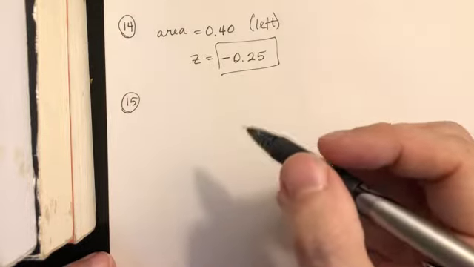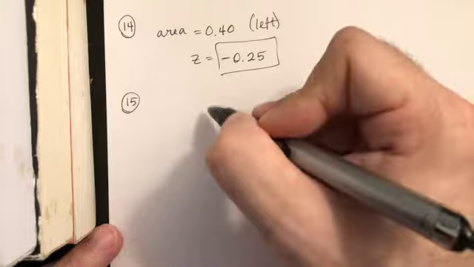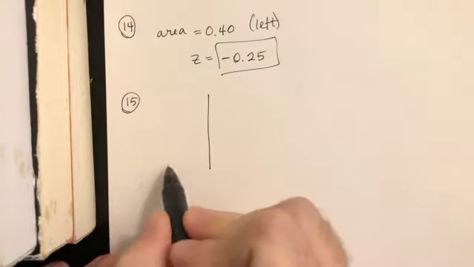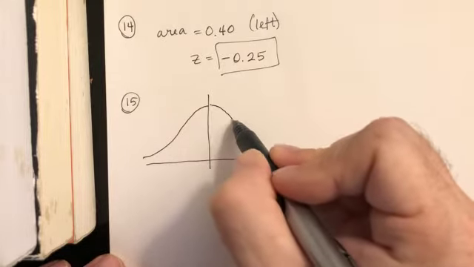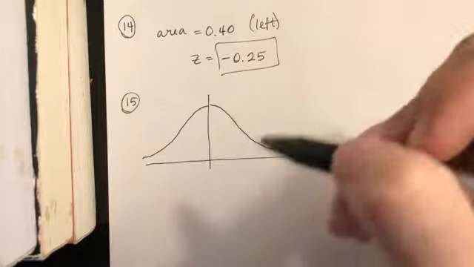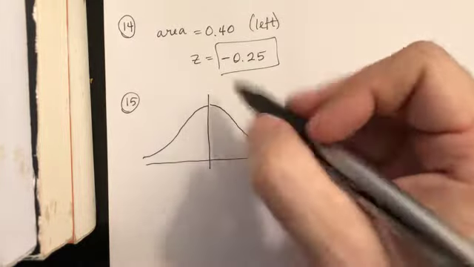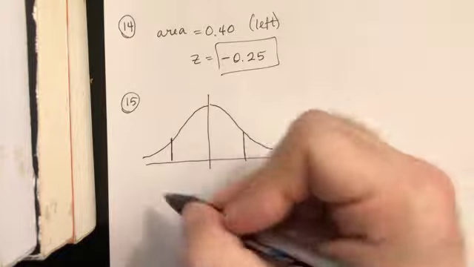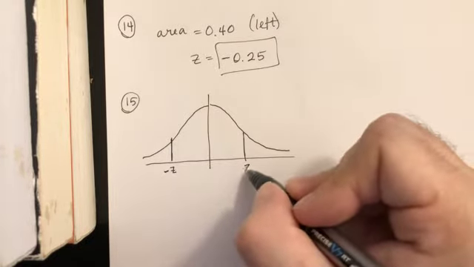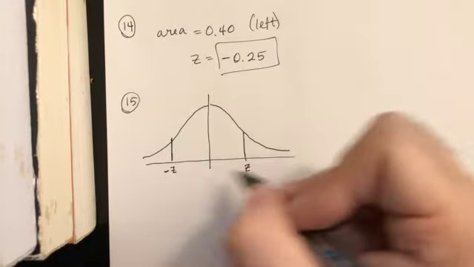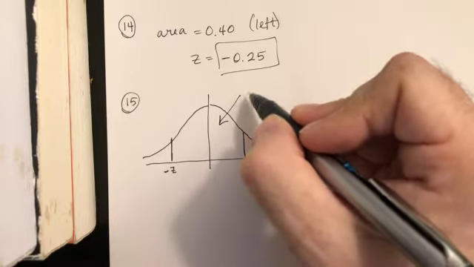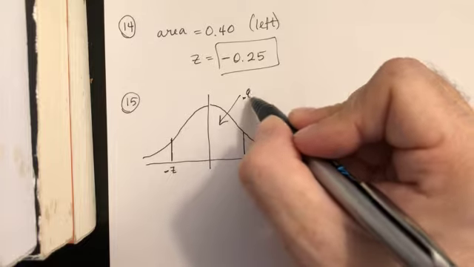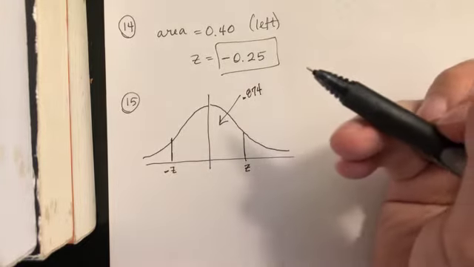Number 15 says, find the two z-scores that separate the middle 87.4%. So this one's not easy. I tried this a couple of times and I was screwing it up. I'm going to draw a little curve for you because, you know, I love you. So here we've got this number and this number. I don't know what they are. This is negative z and this is positive z. It's the same number, only one's positive and one's negative. I just don't know what that number is. But I do know that the area in between them is 87.4% of 1, and that's 0.874.